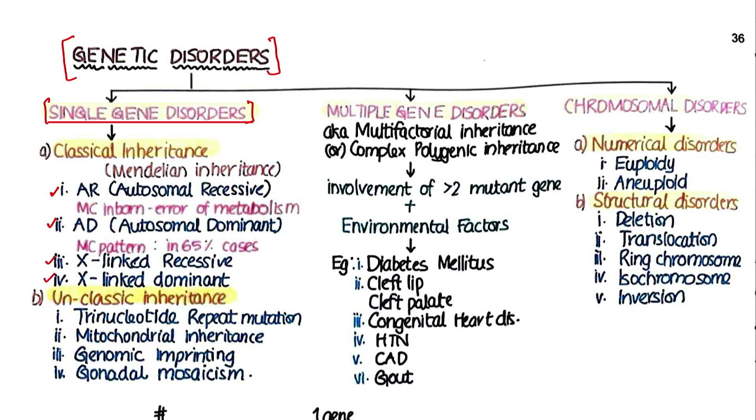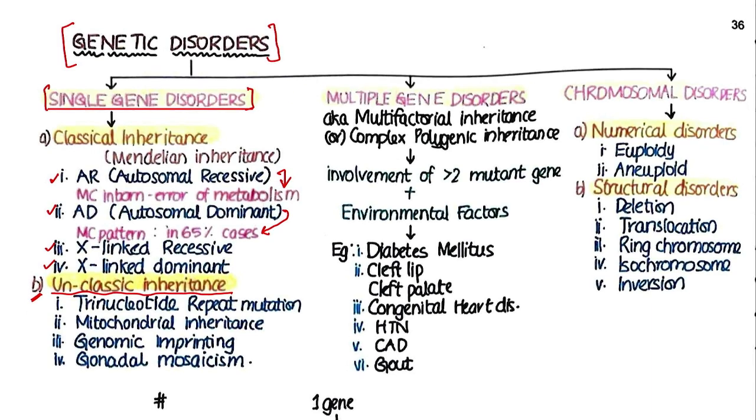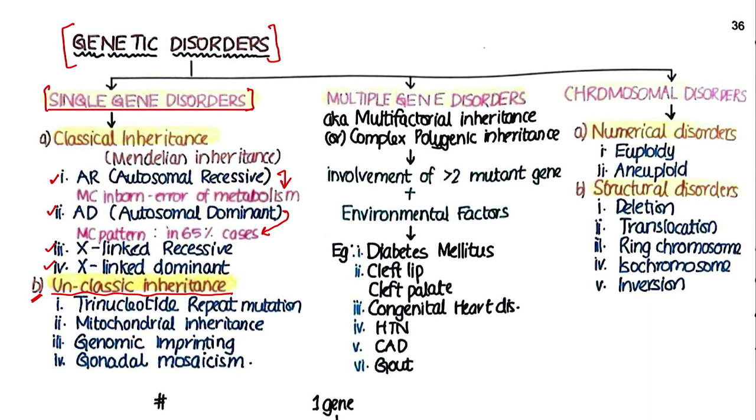Right. Most common inborn errors of metabolism occur by autosomal recessive mode of inheritance, and the most common pattern of diseases otherwise is autosomal dominant inheritance. Unclassical inheritance is more difficult and more frequently asked. The four mechanisms of unclassical inheritance are trinucleotide repeats, mitochondrial inheritance, genomic imprinting, and gonadal mosaicism. So this is about single gene disorders: classical inheritance and unclassical inheritance.